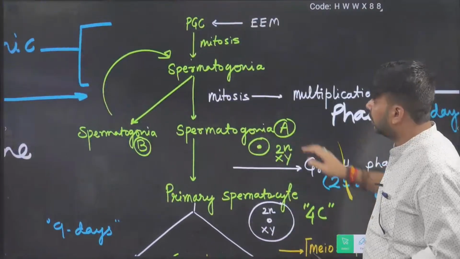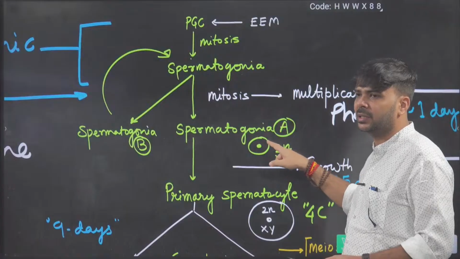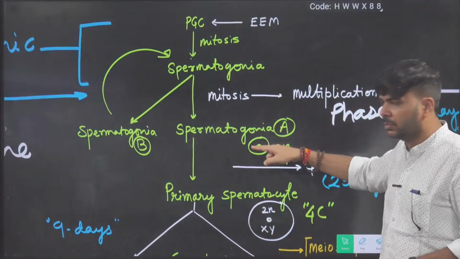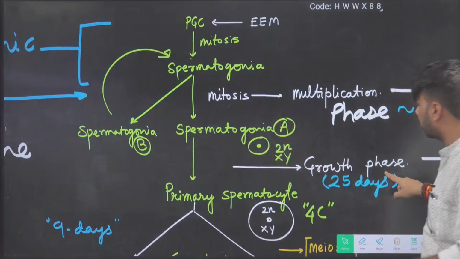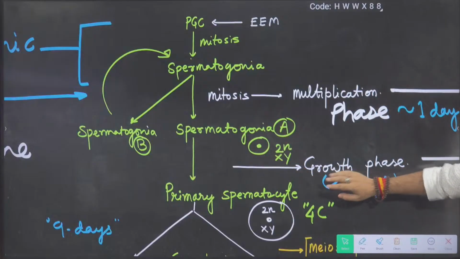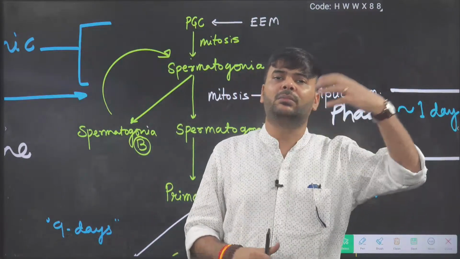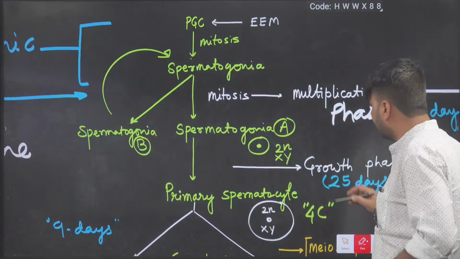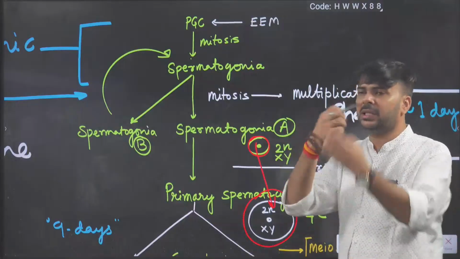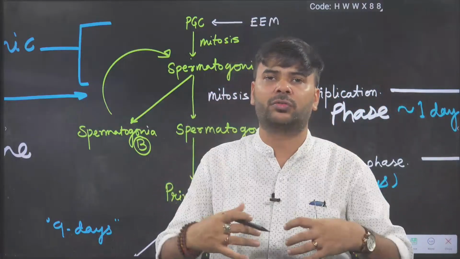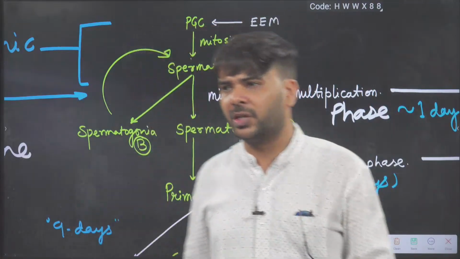Chalo. So again, reserve spermatogonia through mitosis increases its number. After increasing number, some of them enter into growth phase. Don't see the number of days. Growth phase means a small cell becomes a large cell. One tiny cell becomes a large cell. Here they eat, they store food, and they increase in their size. This is growth. This is not division. Growth phase is not division.